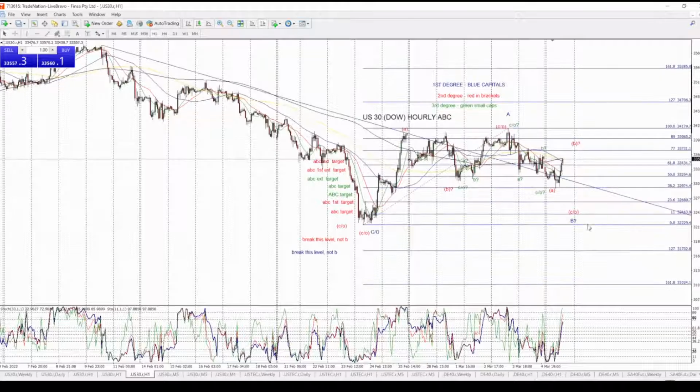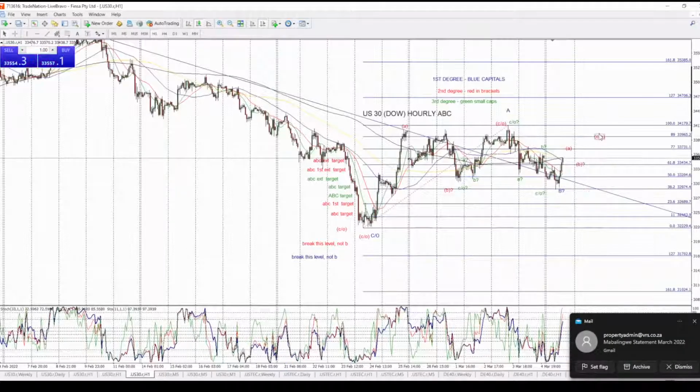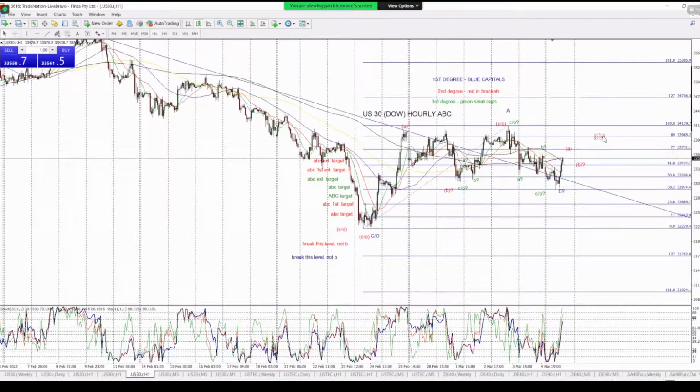A little bit of a change on the posters. That becomes my B. A, B, C, and you'll see a similar setup on the US tech. Okay, just a little bit of adjustment here.